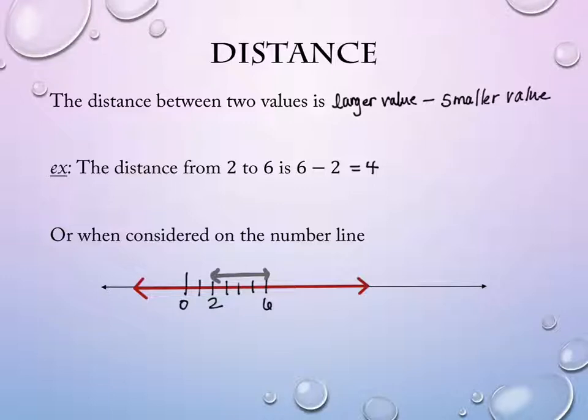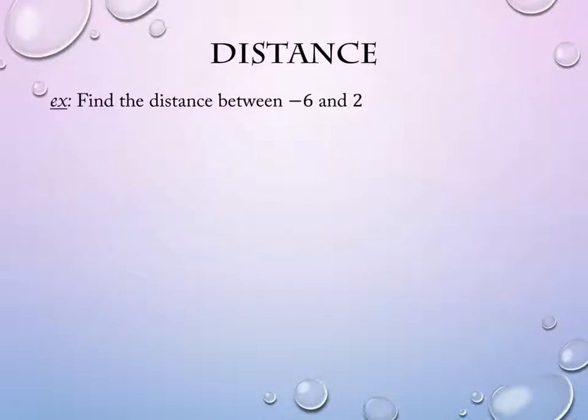Okay, so thinking about it in that way, they don't have to both be positive, right? I used 2 and 6 as an example, and they were both positive. But what happens if you did -6 and 2? What I said was that it should be larger value minus smaller value. And I really mean the value including the sign. Which of those two numbers, -6 or 2, is the larger value? The 2. And the smaller value is the -6.